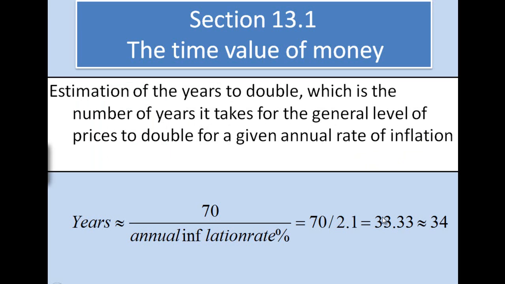Okay, and finally one last formula for estimating the years it takes to double the price of some items, which is the number of years taken for the general level of prices to double for a given annual rate of inflation. It's easy. The number of years is 70 divided by the annual inflation rate. Suppose the annual inflation rate is 2.1, it's 70 divided by 2.1, it's 33.33, which is approximately 34 years.